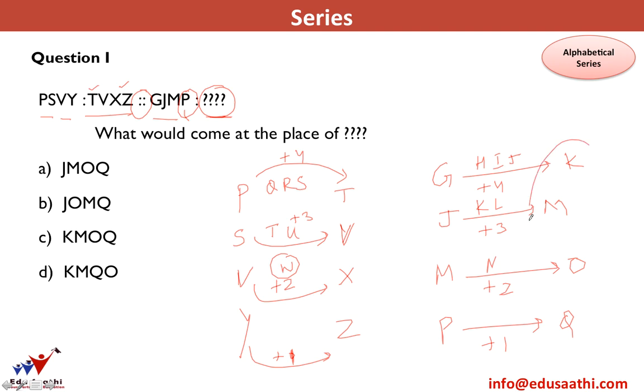So what is the code for the question marks here? I have K, M, O, Q. Let's check out the options. So this option here is the correct option. So this question was entirely based on replacing the alphabets by numbers and then performing operations on numbers. Replacing alphabets by numbers.